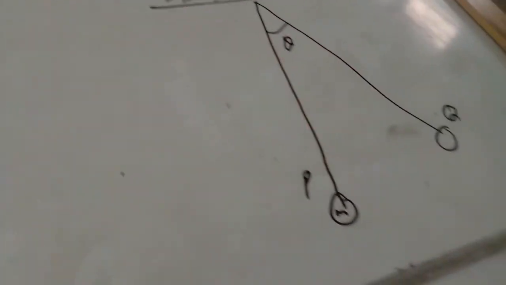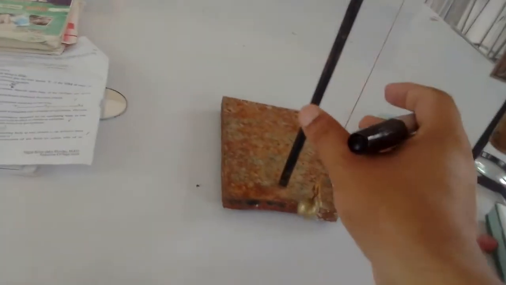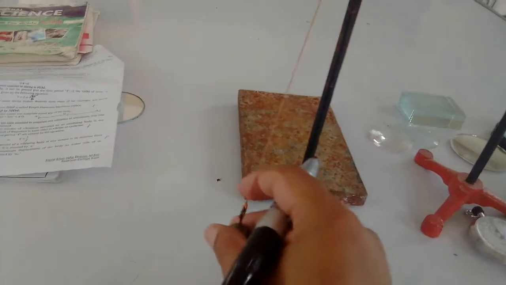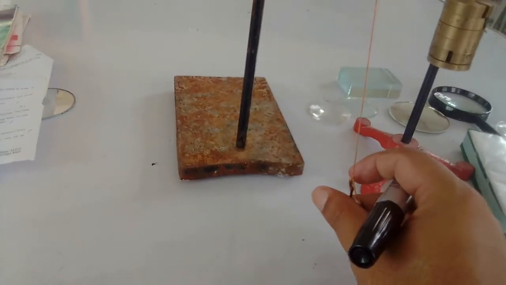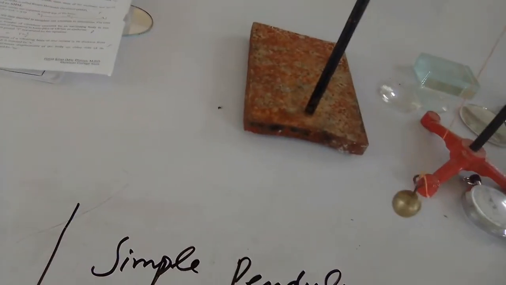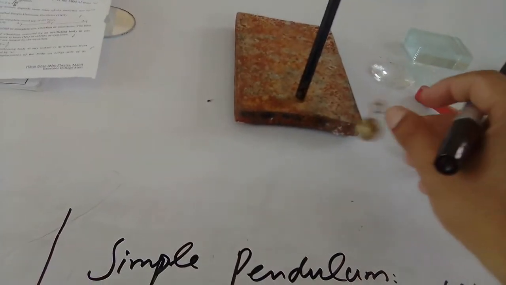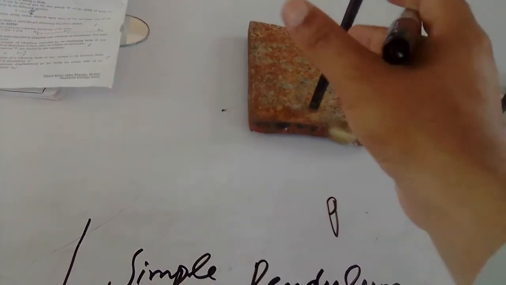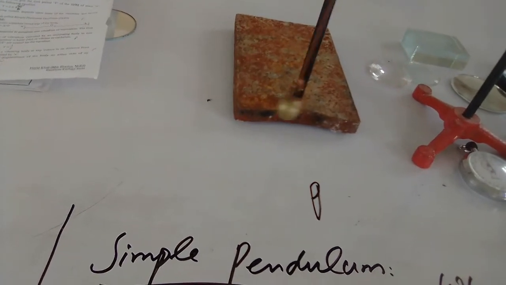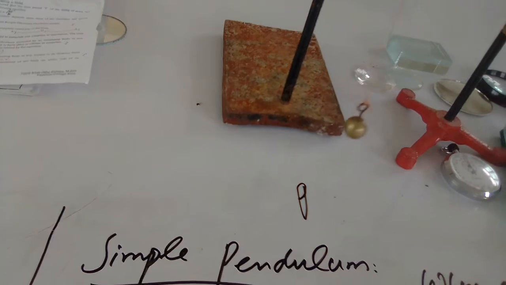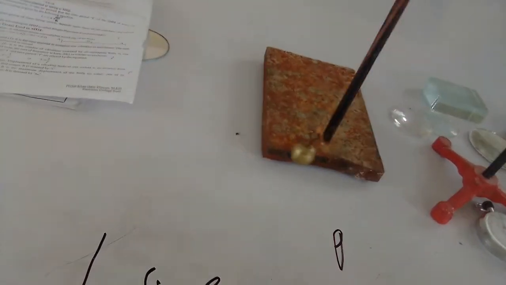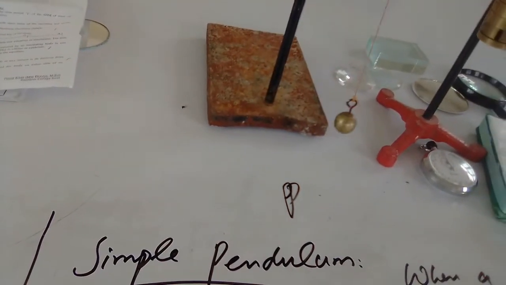If we displace the bulb from its mean position P to the extreme position Q, and then release it, it will move towards P under the force of gravity and start an oscillation.